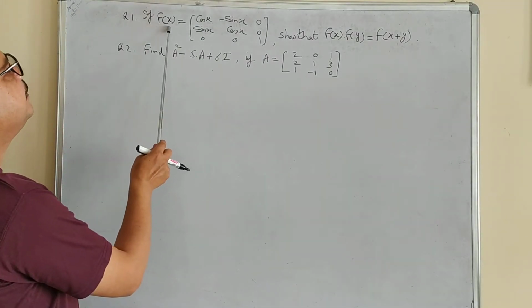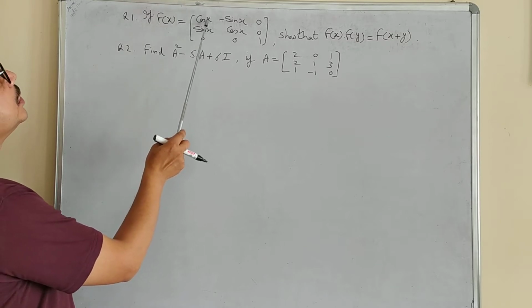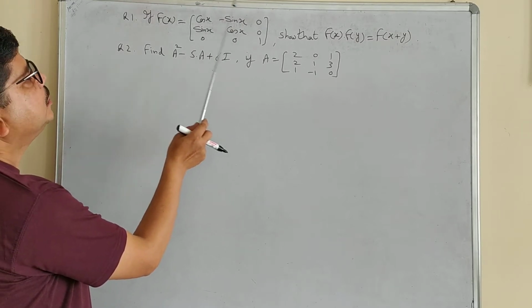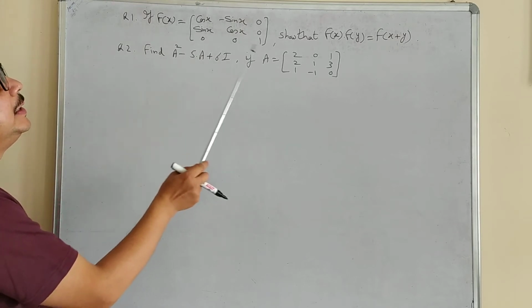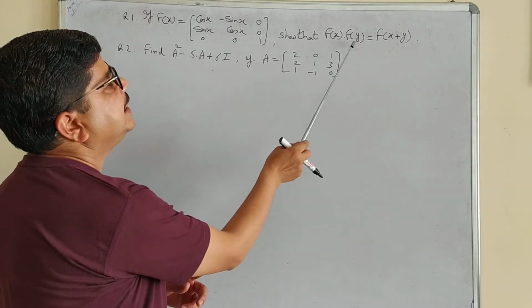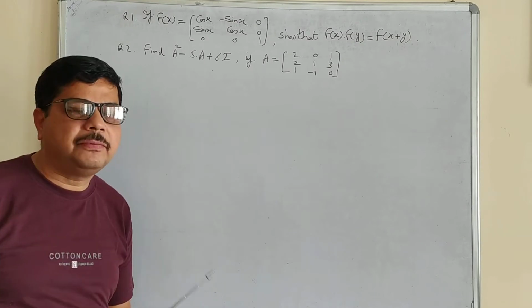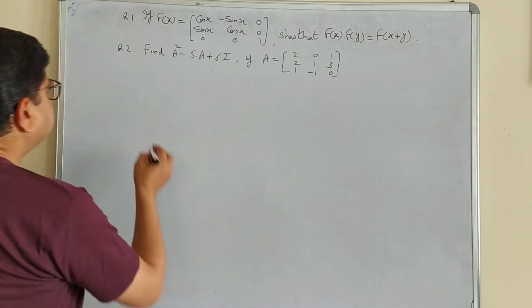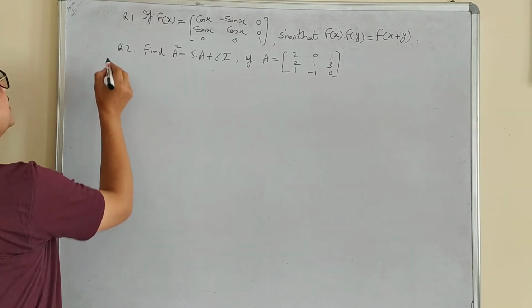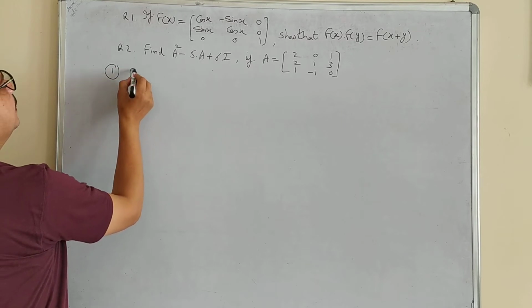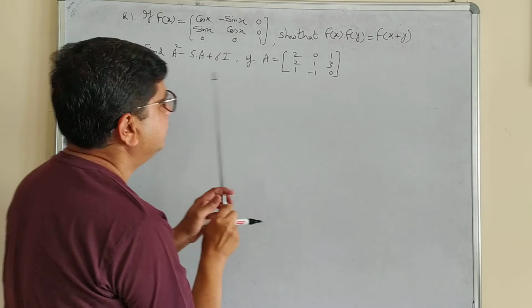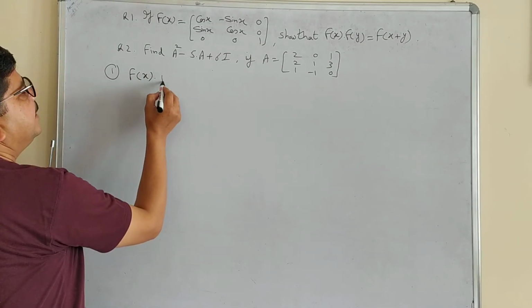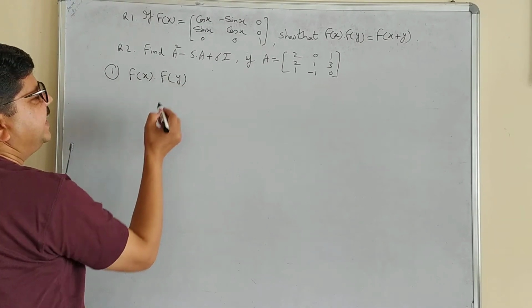if f of x is cos x, minus sin x, 0, sin x, cos x, 0, 0, 0, 1, then show that fx into fy equal to f of x plus y. Now in this we multiply the left hand side. We take left hand side fx into fy.